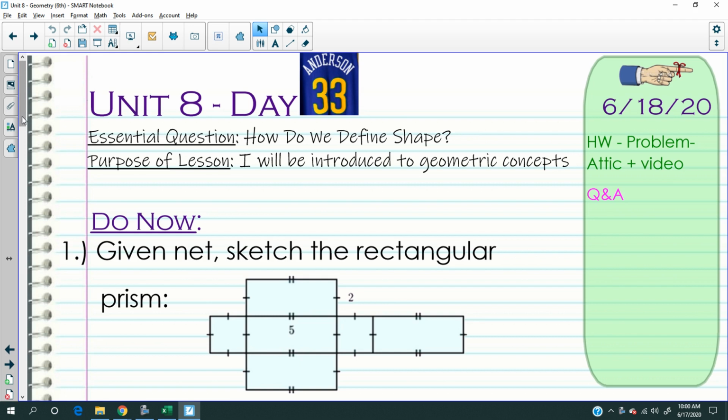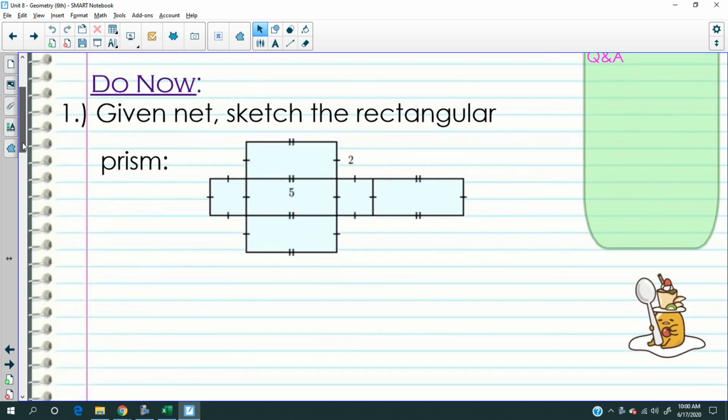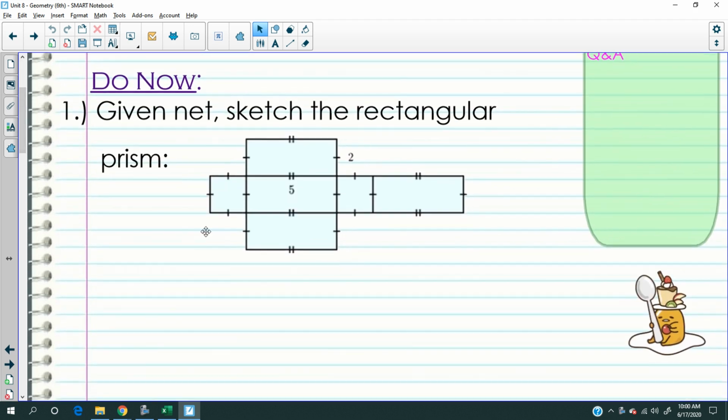Now, today's Do Now is a little bit different. See that, right? I'm giving you the net, and I would like you to sketch back the rectangular prism. Okay, so why don't you guys go ahead and try that? All right, so shouldn't be too tough, I don't think. So press pause. Okay, all right, and we're back.